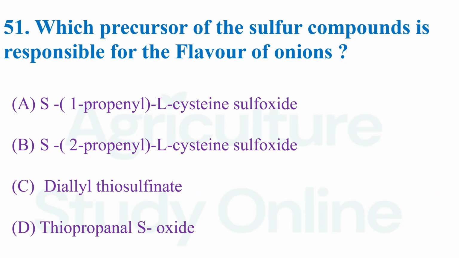Question number 51. Which precursor of the sulfur compounds is responsible for the flavor of onions? So it is S-1-propenyl L-cysteine sulfoxide. When the onion is cut, the enzyme alliinase converts this precursor and produces sulfur compounds, including thiopropanal S-oxide, which will cause tears, and other compounds are there. And this 2-propenyl L-cysteine sulfoxide is present in garlic.